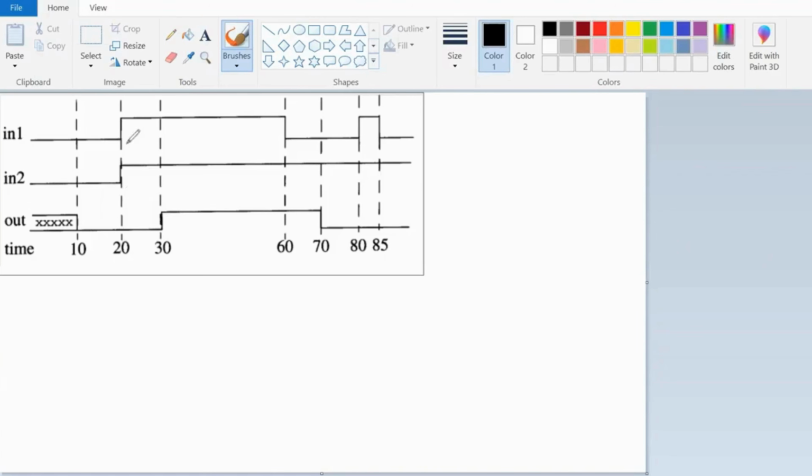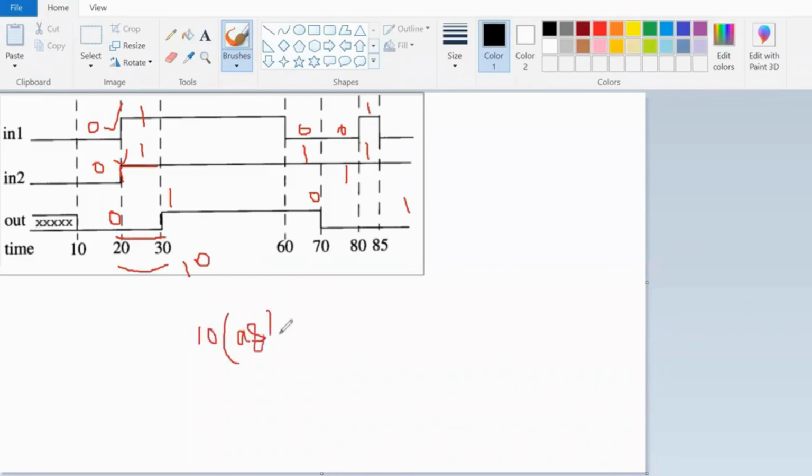So here, if you consider 0 and 0, output should be 0. 1 and 1, output should be 1. Again here it is changing, 0 and 1, that means output should be 0. 0 and 1, again output should be 0. 1 and 1, output should be 1. But whenever the input is triggering, the output is not triggering. It is changing after some delay. That means whenever both inputs are triggered to 1, after 10 time units the output is triggering. So the answer is a 10 time unit delay.